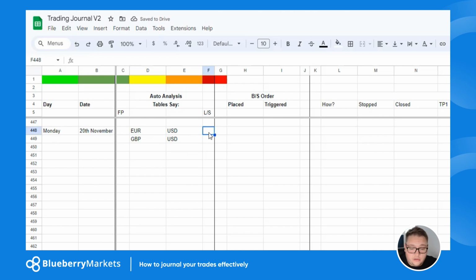L/S just means long or short. What am I looking to do? Am I looking to get long? Am I looking to get short in the market? So I'm looking to get long, let's say, on both of these.